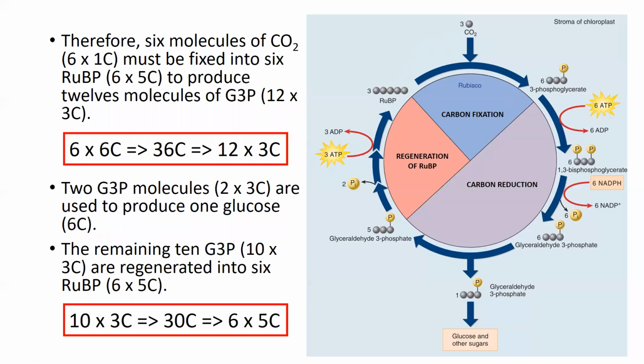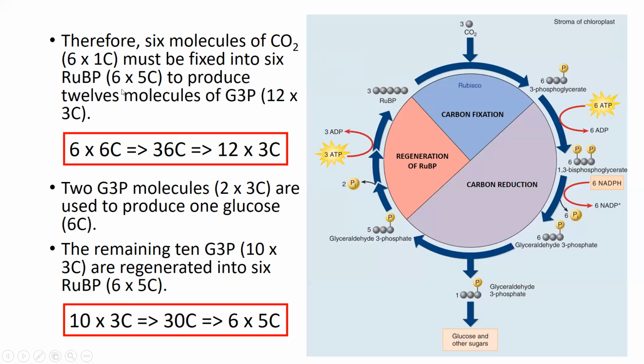So therefore, the plants require 6 molecules of carbon dioxide. Okay, so carbon dioxide has 1 carbon, so they require 6 molecules of carbon dioxide. So it must be fixed into 6 RuBP. Okay, 6 RuBP. 1 RuBP has 5 carbon, so with 6, that means you have altogether 30 carbons.